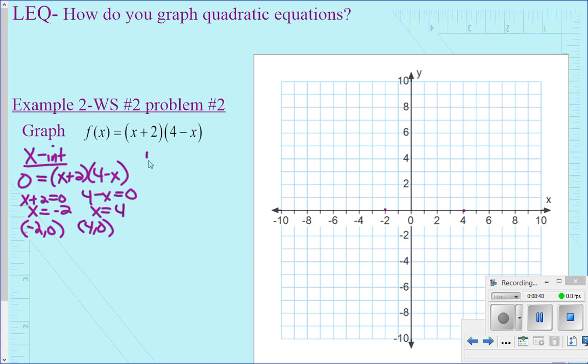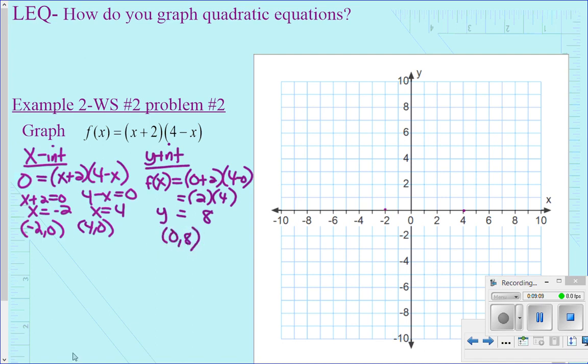Now let's get the y-intercept. Put 0 in for x. So 0 plus 2 times 4 minus 0 gives me 2 times 4, which is 8. So y is 8. So (0, 8) is our y-intercept. So let me plot that right there. Okay, so I have the y-intercept. I don't have the vertex yet, though, so I need to get the vertex.